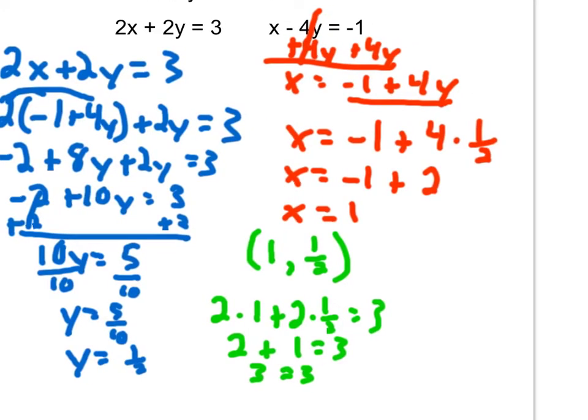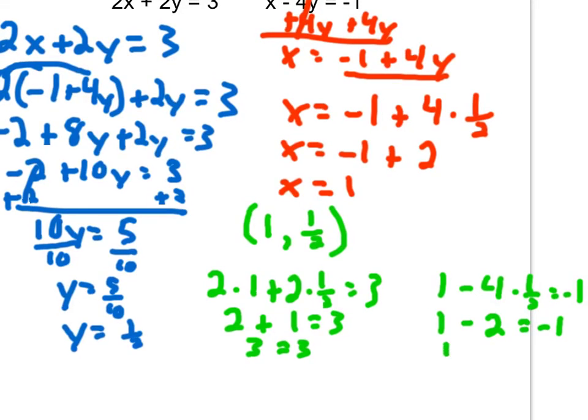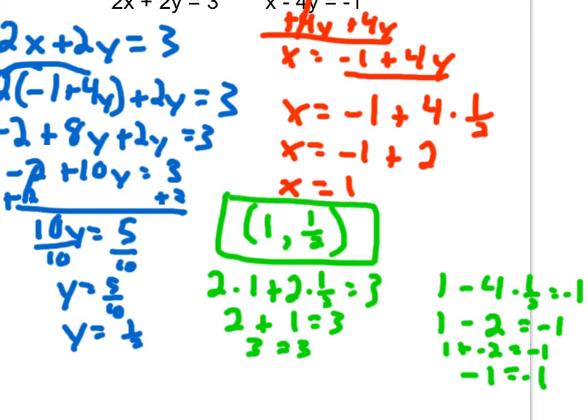Now I've got to check it and see if it works for the second equation. So instead of my x, I'm going to put in 1, minus 4 times y is 4 times 1/2. And I want to know, does that equal -1? So I get 1 minus 4 times 1/2 is 2, equals -1. And I know that 1 minus 2 is the same as 1 plus -2. And it checks out. -1 equals -1. So this is my solution to my system, using substitution.